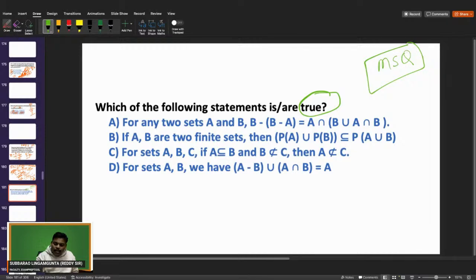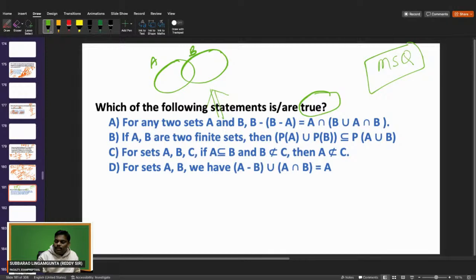So you can draw Venn diagrams, or you can take some example and check. See, A minus B: A here, B here.